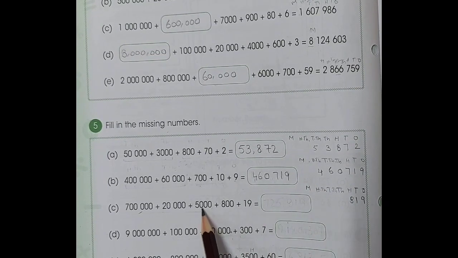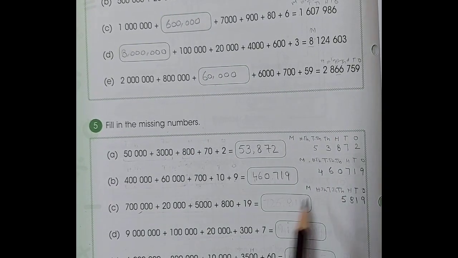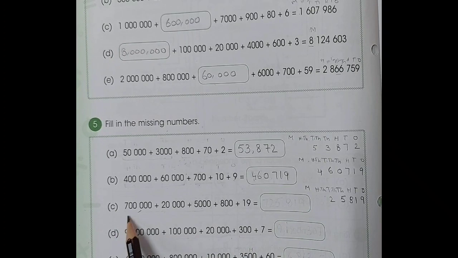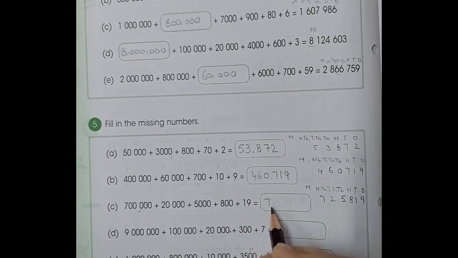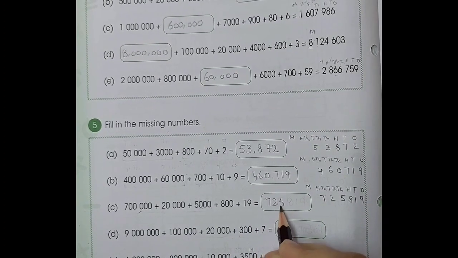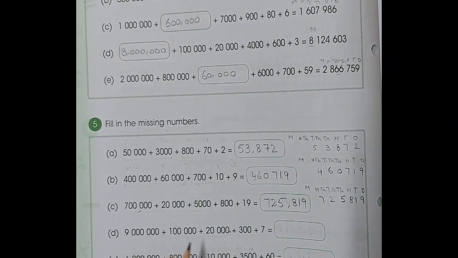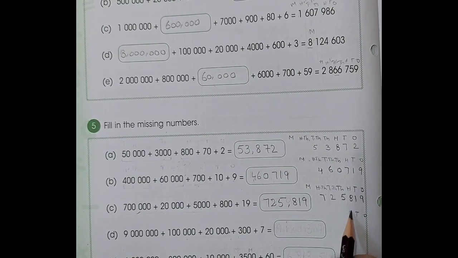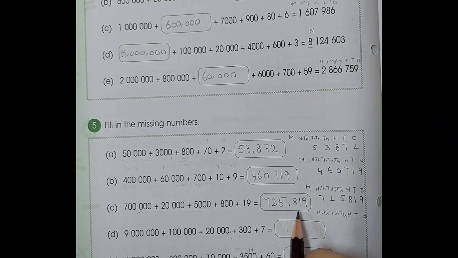Okay, at 1,000 place we have 5,000. So we will write 5 under 1,000. At 10,000 we have 20,000, so at the 10,000 place we will write 2 as 20,000 is given. And then 100,000 is 700,000. So we will write 7 here. So the number will become what? 725,000 and then 819.